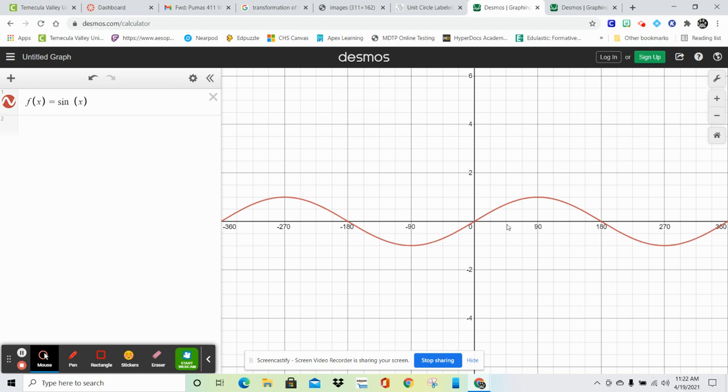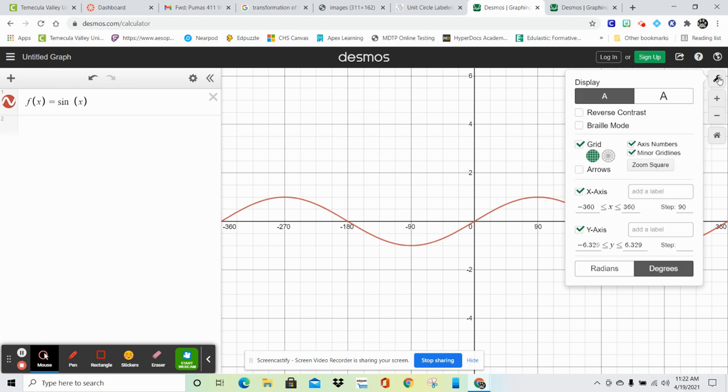And so we've learned over the past couple weeks, there are two different ways to represent an angle. One is in degrees and one is in radians. So what you're looking at right now is my x-axis is numbered in degrees. All right, so you can make sure when you're in decimal, if you're in degrees there, and then you could set your x-axis from whatever you want.